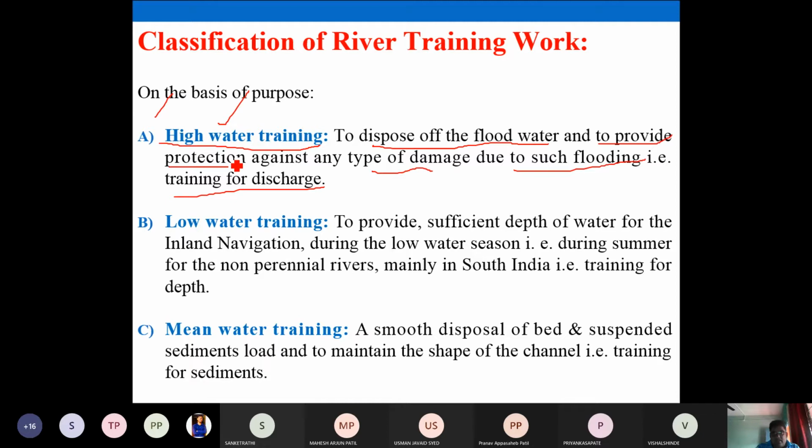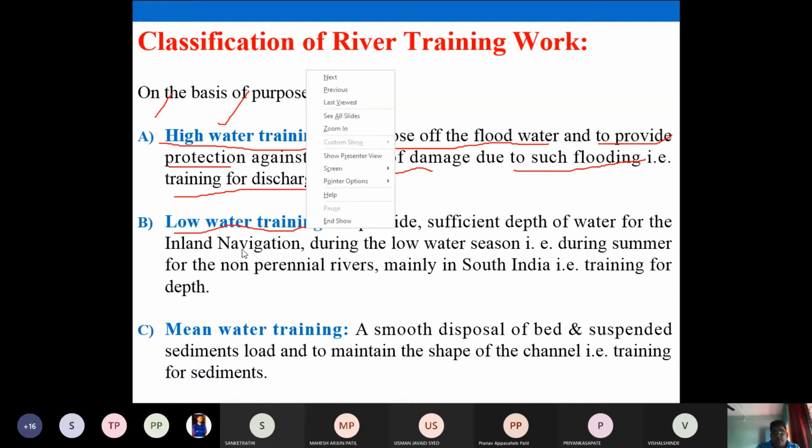So in this type of training, there is the disposal of this flood water, and also the protection of the banks of the river from heavy water and heavy floods, and you have to control the damages due to such flooding. The second category is the low water training.